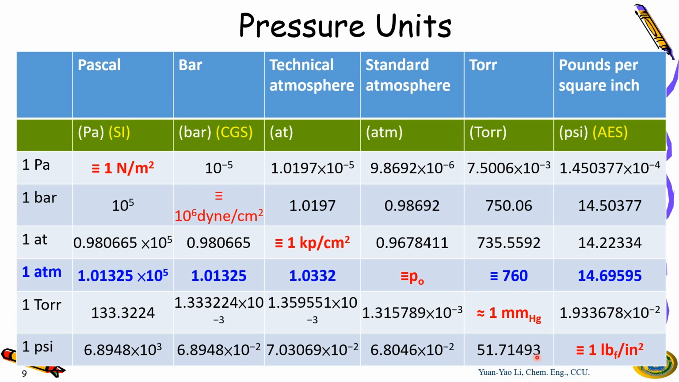You don't need to remember this, but once you need to find out how to do the conversion, Google it. You need to know that torr is a unit of pressure and psi is a unit of pressure. That's all you need to know. Once you need the conversion, take this slide and Google it. I'm sure you will be able to find it very easily.